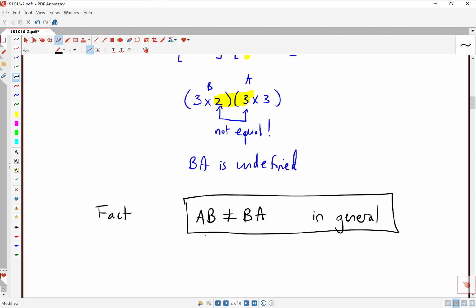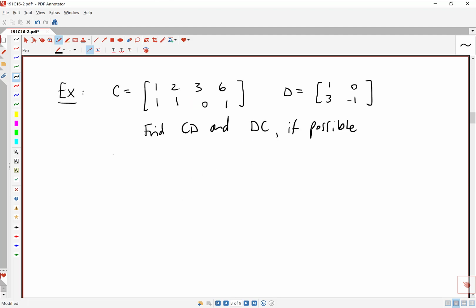You may be able to find isolated examples where AB equals BA, but if you just grab any 2 random matrices, most likely the order of multiplication is going to matter. So here's our next example. We have 2 matrices, C and D, and we're going to try to multiply CD and DC if possible.